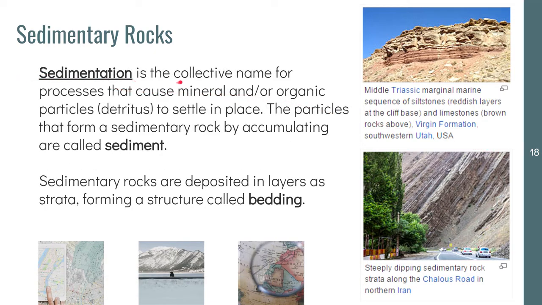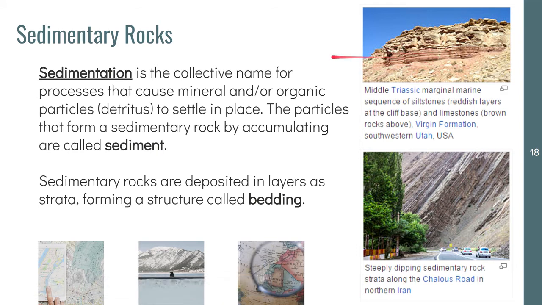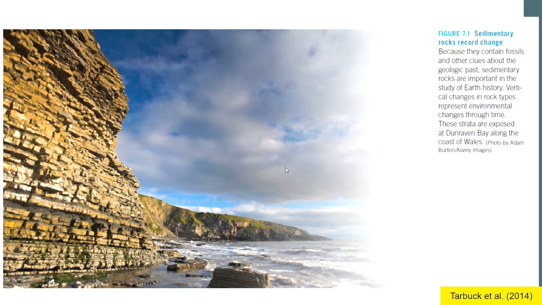So sedimentation is the collective term for the processes that cause minerals to settle in place. Okay, so these particles, after undergoing weathering and erosion, accumulate into what we call sediments. So sedimentary rocks are deposited layer by layer, forming a structure called bedding. So these are good examples of bedding. As you can see, they are layered, piled on top of each other, and compacted over time. Based on the nature of how they were formed, sedimentary rocks are important records of what happened on Earth's geologic past.